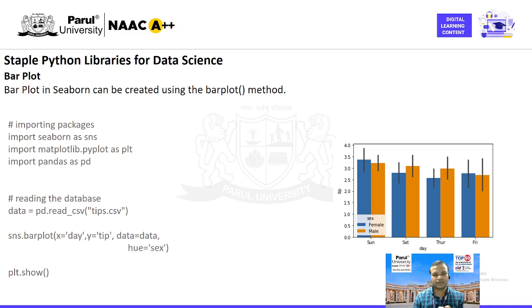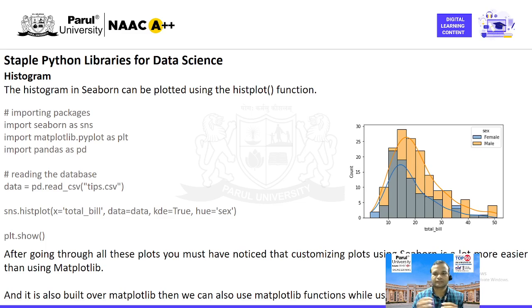Okay, so after execution of this code, you will get this type of bar chart. You can see here that with the help of the Seaborn library, you can create this histogram. Remember, we already generated a histogram with the help of Matplotlib, but here we are using the histogram in the Seaborn library, which can be plotted using the histplot function.